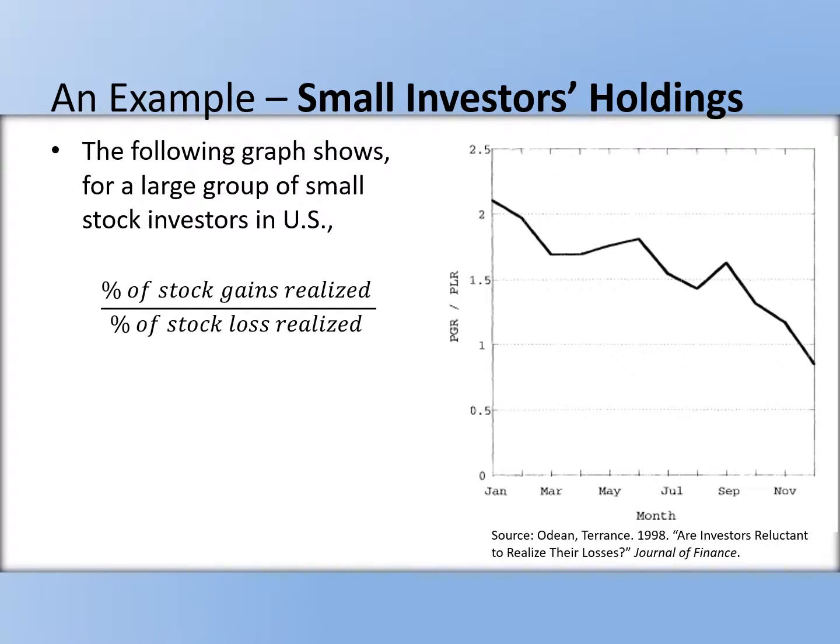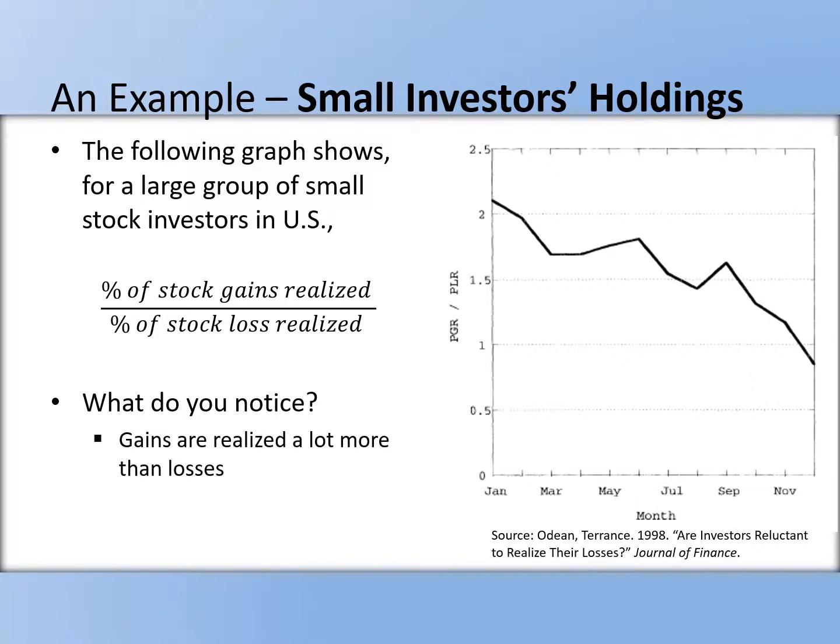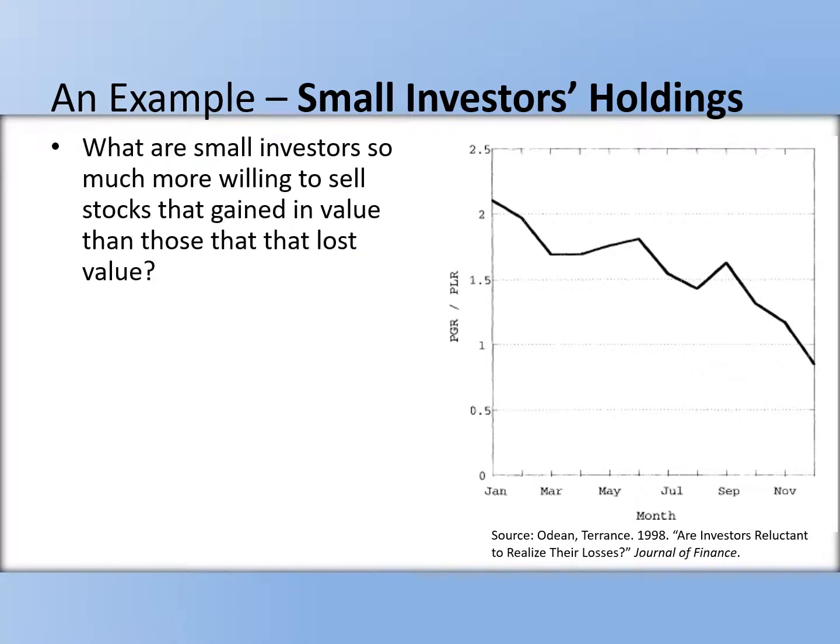For most part of the year, you would see people selling at a gain way much more often than at a loss. Right? At the beginning of the year, it's like 2 to 1, right? That means that if they have 100 shares, 67 shares will be sold at a gain, and only 33 shares will be sold at a loss, right? So that's what it means. Towards the end of the year, it becomes almost 1 to 1. Right? Now, so gains are realized a lot more than losses. The question is, why? Why are small investors so much more willing to sell stocks at a gain than those that lost in value? Is this the rational thing to do?